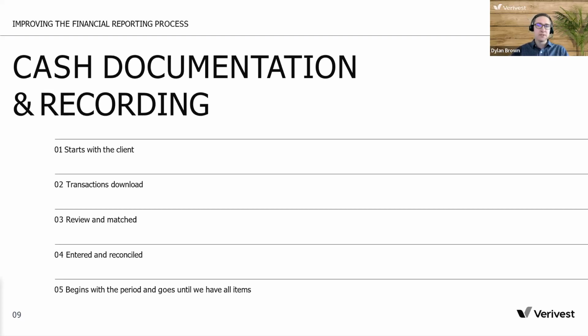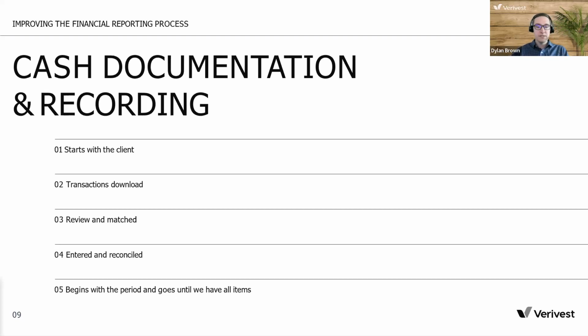All the while you're doing this, we're going to be downloading your transactions and making sure we ask for any supporting documentation. We're going to be reviewing those and matching them up to allow the fund accountant to come in and start entering those cash transactions in our financial reporting software, which is QuickBooks, and we're going to be reconciling to any items that you provide. Now, this begins at the start of the period, and it's going to go all the way until we have all of the documentation provided.